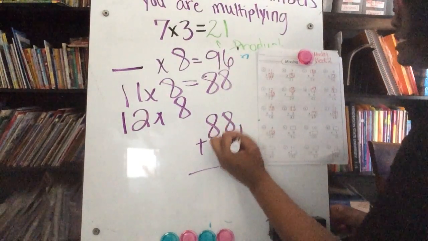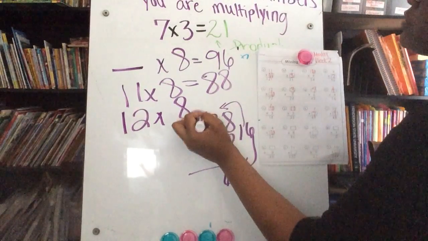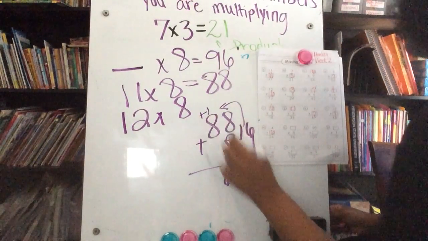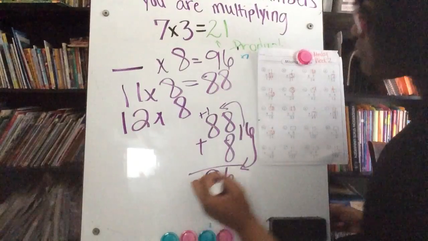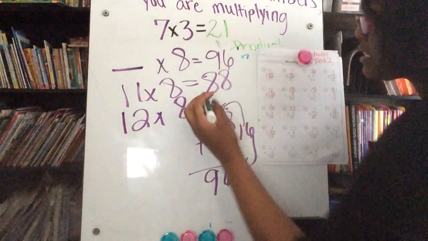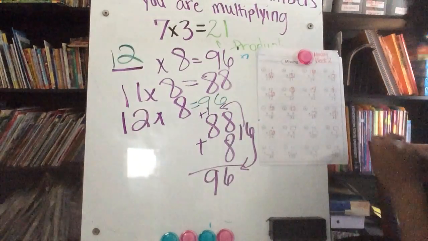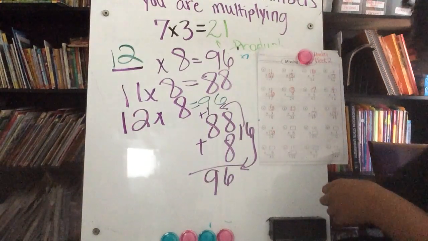8 plus 8 is 16. Your 6 goes to your 1s, and your 1 goes above your 10s. 8 tens plus 1 ten is 9 tens, so that gives me 96. So 12 multiplied by 8 equals 96. So my missing factor on this one is the number 12.